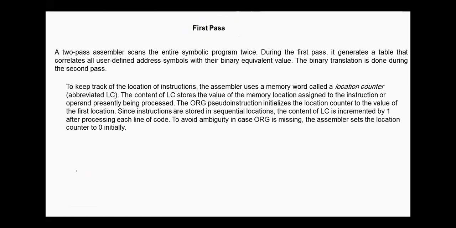To keep track of the location of instructions, the assembler uses a memory location called a location counter, LC. The content of LC stores the value of the memory location assigned to the instruction presently being processed. The org pseudo instruction initializes the location counter to the value of the first location. If we have, for example, org 200, then the first location is assigned the value 200.